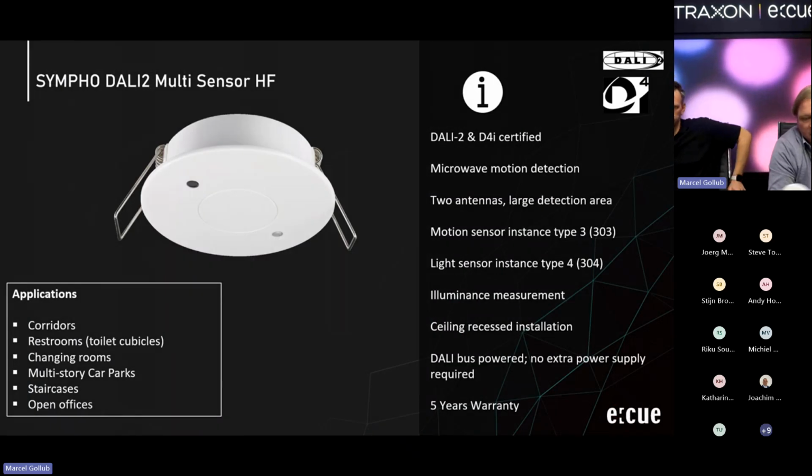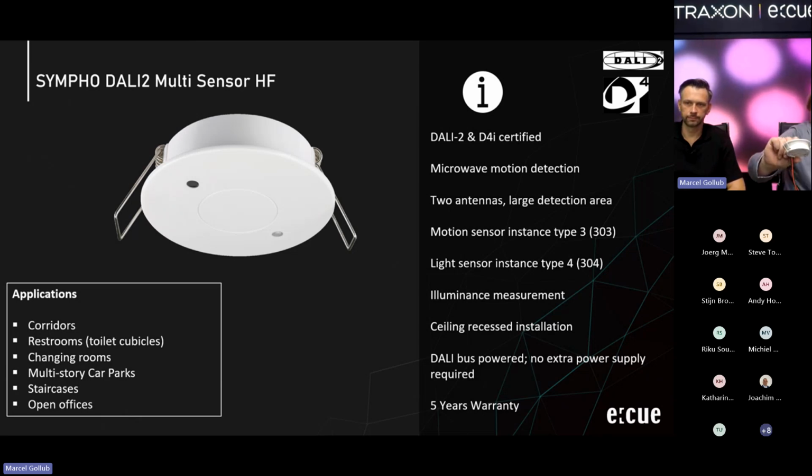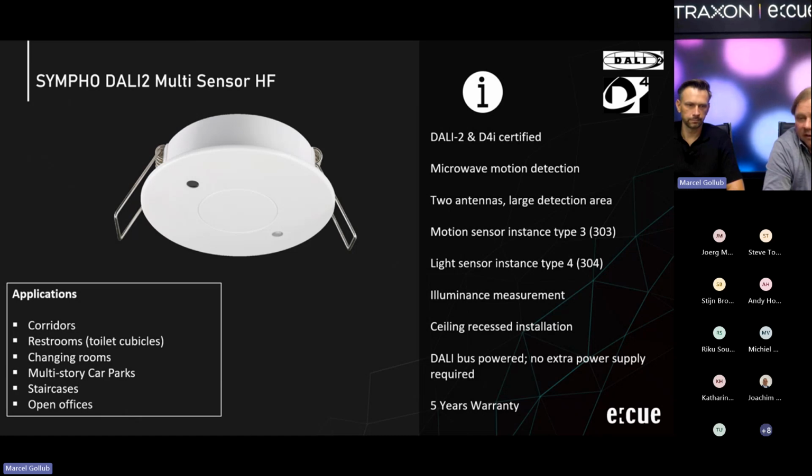As you can see, it's pretty much the same form factor as the PIR sensor. This one is also DALI 2 certified and D4i certified, but instead of infrared detection, we are using microwave or radar technology. The sensor itself comes with 2 antennas to create a very large detection area. Also here, same as with the PIR sensors, the instance for motion is 303 and the light sensor is 304. It's a combination of light and motion.